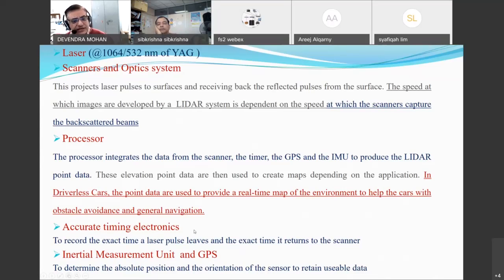Accurate timing electronics is one of the important components of this LiDAR system, to record the exact time a laser pulse leaves and the exact time it returns to the scanner. The inertial measurement unit and GPS system is also one of the technologies lately developed, and we all are using it in our vehicles to determine the absolute position and the orientation of the sensor to retain usable data. So the processor has to be very fast, integrating all these electronics, accurate timing electronics and inertial measurement along with the GPS system.